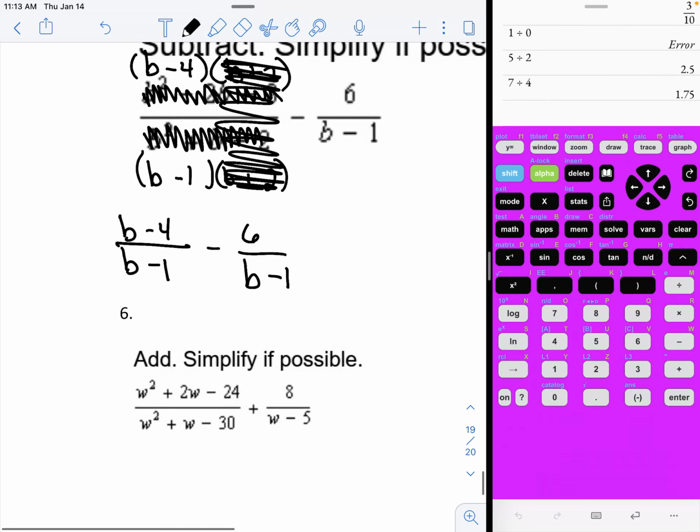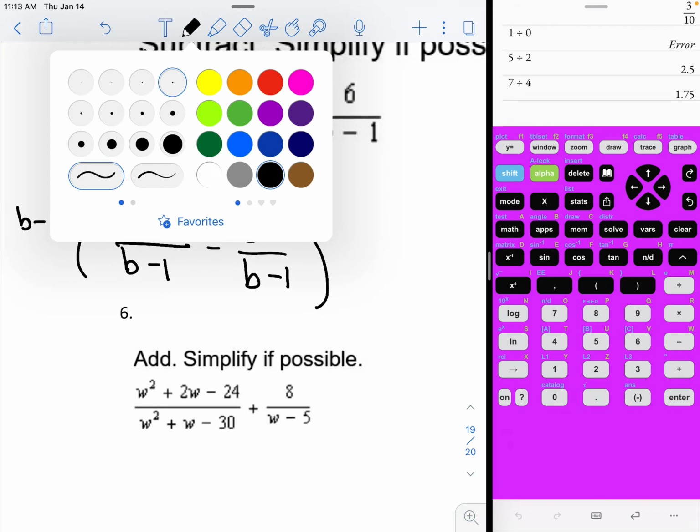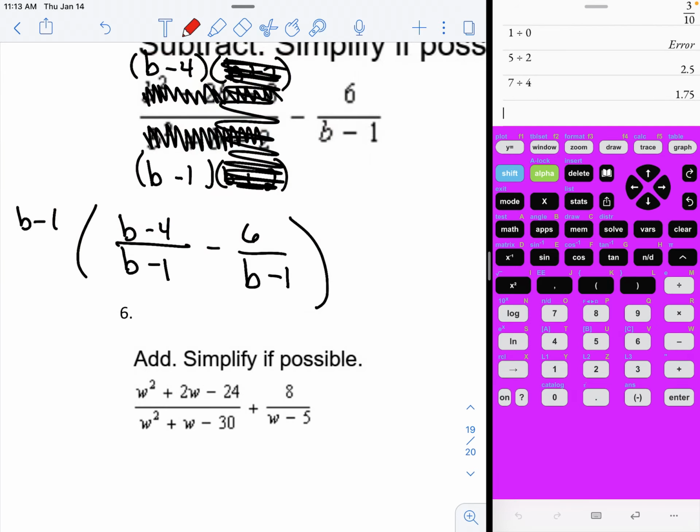Okay, so I factored the denominators, done. I find the common denominator. In this case, it's just b. I thought it was going to be b minus 1 and what was that, b plus 2? But remember how our b plus 2 went away? So now we've got to do the missing step, what I call the bubble step. This one has a b minus 1. This one has a b minus 1.